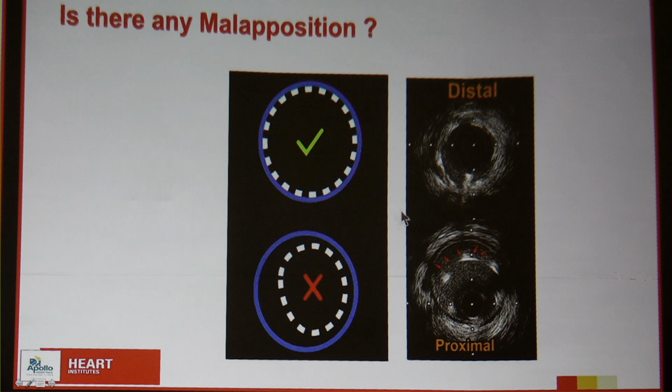For example, let us see this case. Is there any malapposition? No. But if you see the next diagram, you will see that there is definitely a malapposition, and you can see the stent has not apposed properly. So here you have to start post-dilating it so that we can get a better result and we don't leave our stent malapposed.